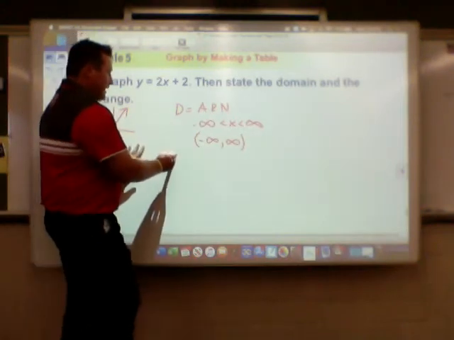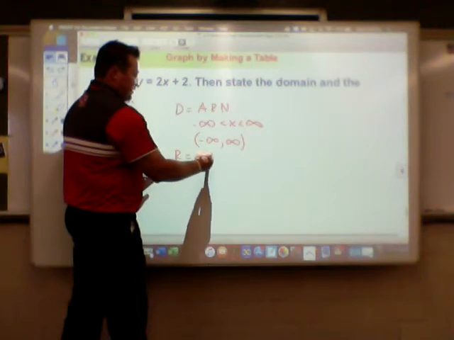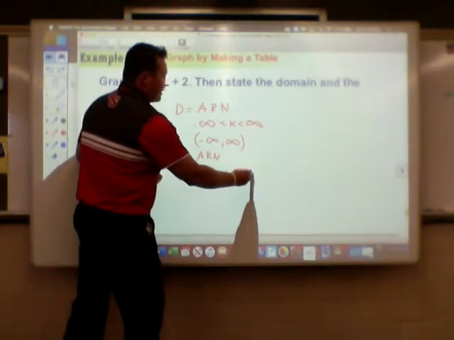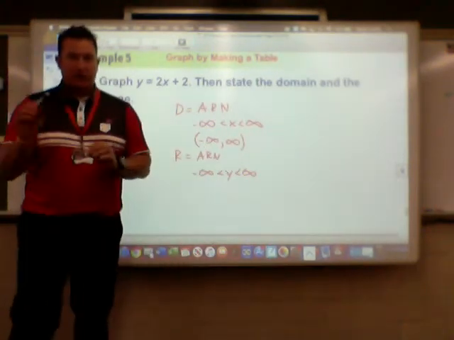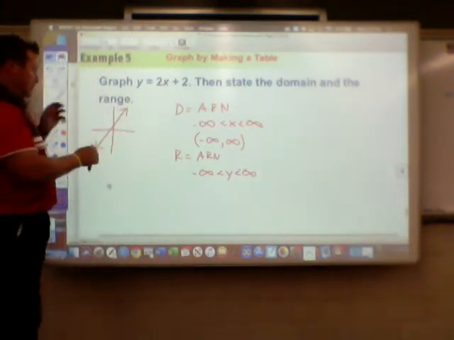Okay, range is going to be exactly the same, except we're talking about y values. So it's going to be all real numbers. Negative infinity is less than y, which is less than positive infinity. In interval notation, it will look just like that as well, because there are no numbers that this will not include.